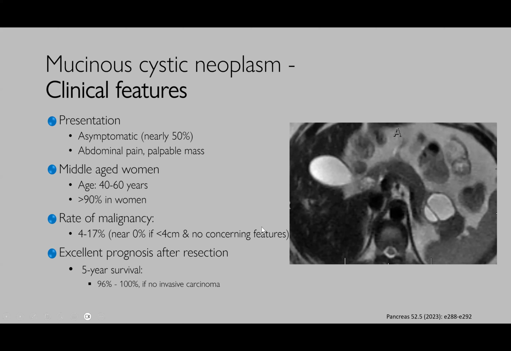The risk of malignancy is around 4 to 17%, depending on what study you look at, whether it was from this decade or last decade, you'll have different numbers, but this is a reasonable estimation, 4 to 17%. The risk of malignancy in these lesions is extremely low if the size is less than 4 centimeters and they do not have any concerning features on imaging. And these lesions that do not have malignancy, they have obviously great prognosis with 5-year survival of nearly 100%.